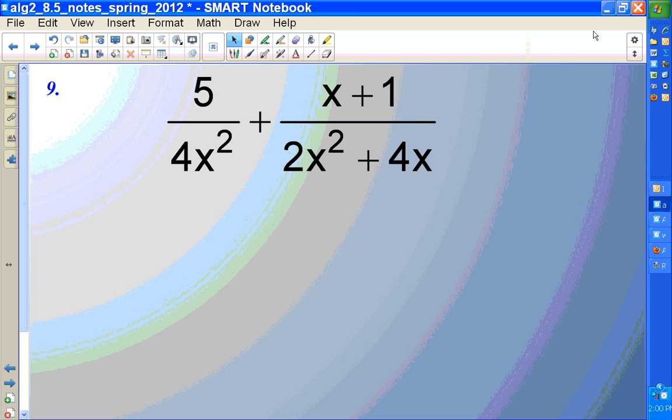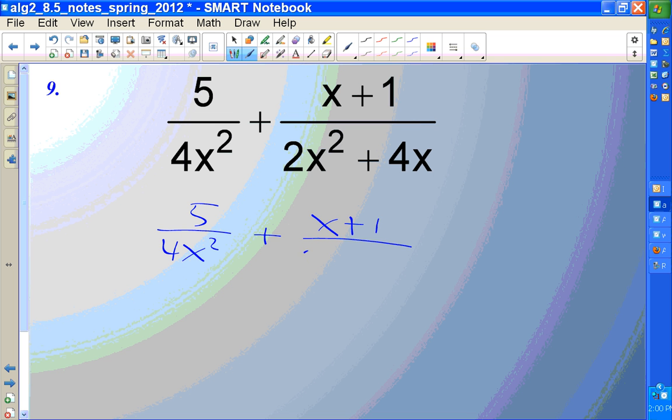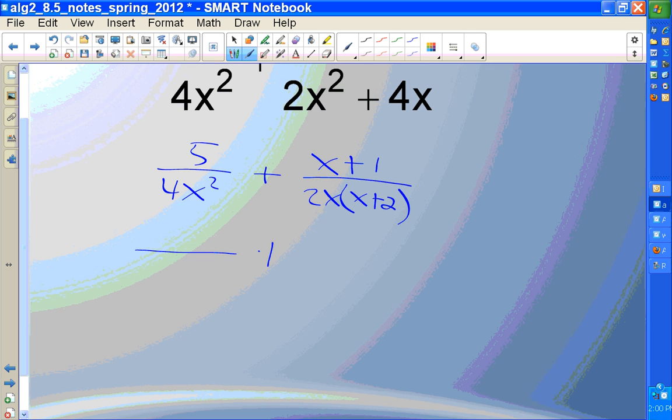You have an 8 as part of your denominator in the answer. You have a mistake. It's not an LCD, it's a CD. The one on the left is good to go. What do we do with the denominator on the right? Factor out a 2x, and you'd have left x plus 2. Right? So now that you're factored, you can go through and find your LCD.